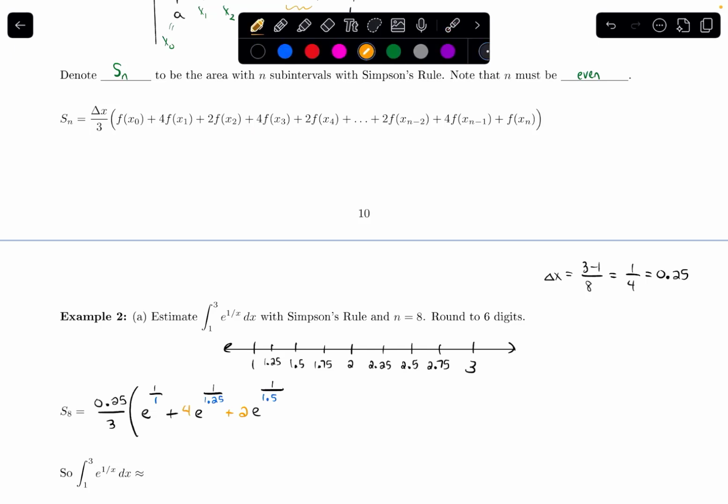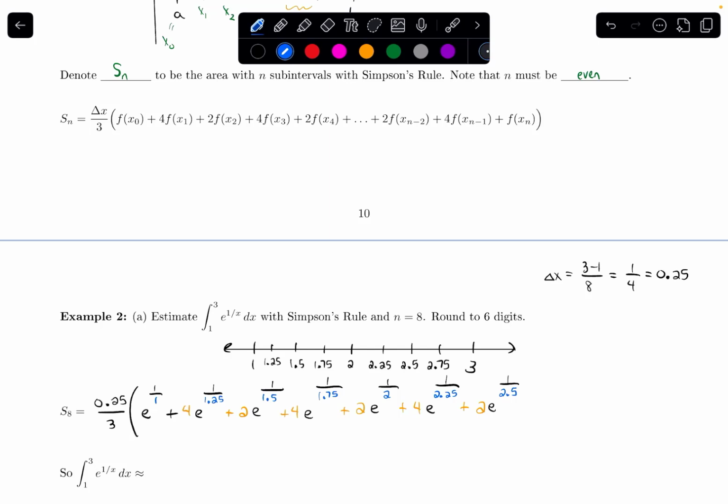All right, so next up I'll have plus 4 times, and I'm going to plug in 1.75, e to the 1 over 1.75. Next up I'll have 2 as the coefficient, times e to the 1 over, now I'm plugging in 2 for the x. Then the coefficient switches to 4, times e to the 1 over 2.25, and then the coefficient switches to 2, times e to the 1 over, plug in 2.5.